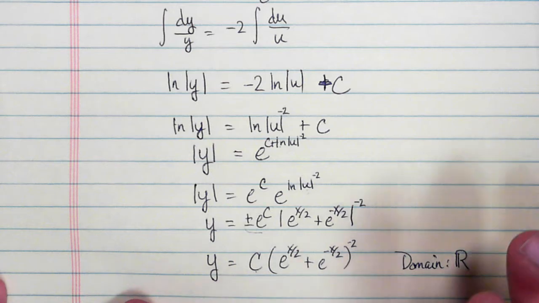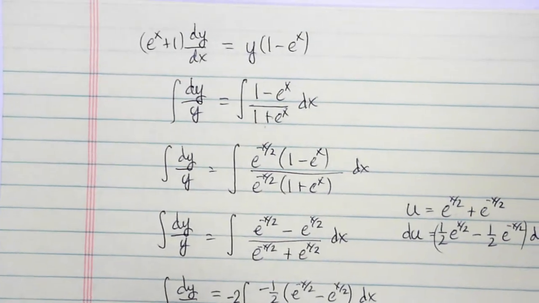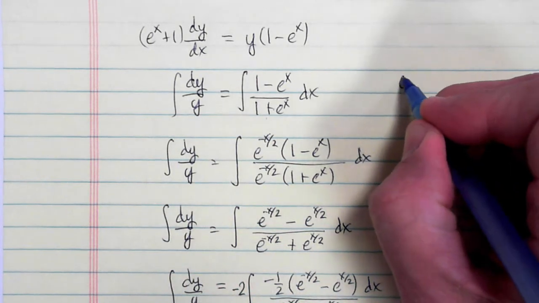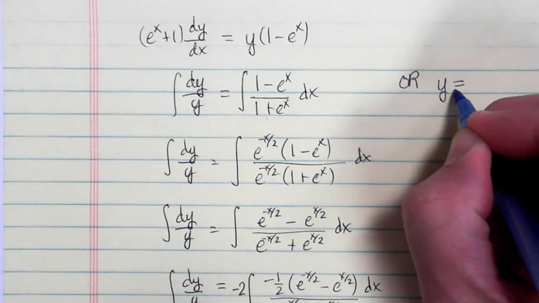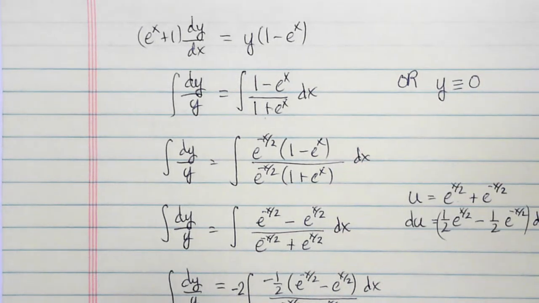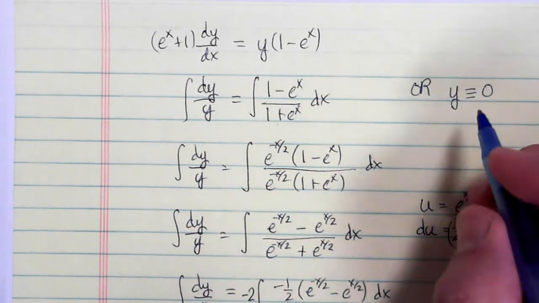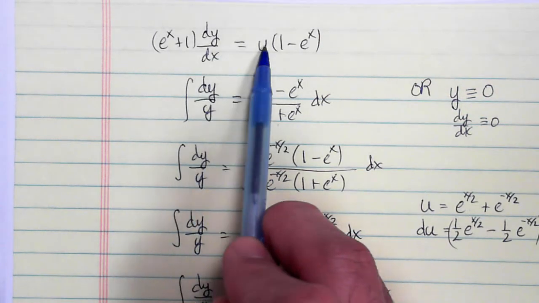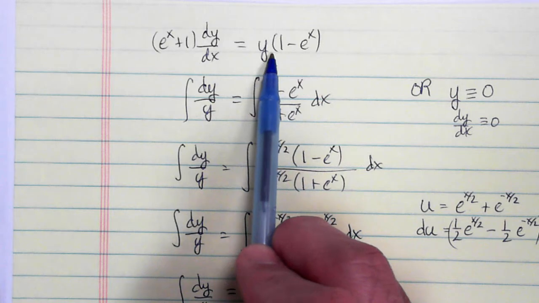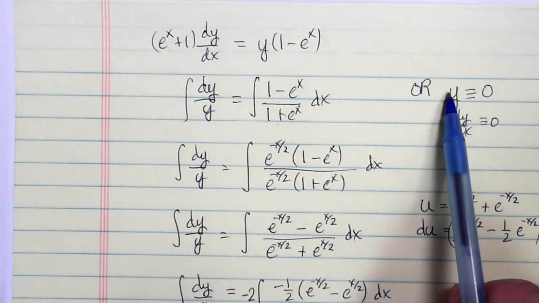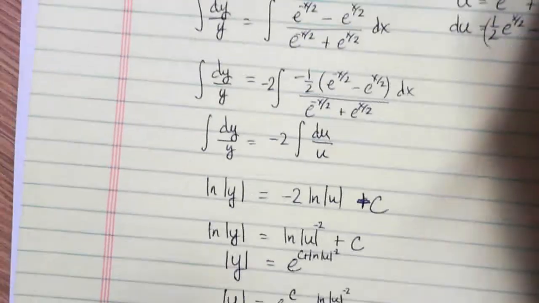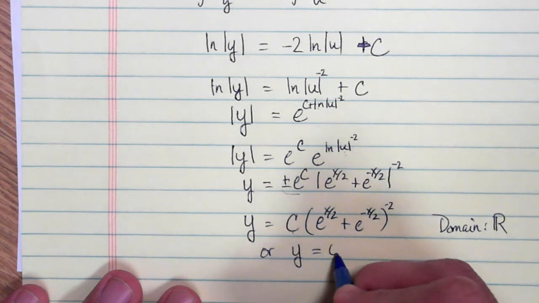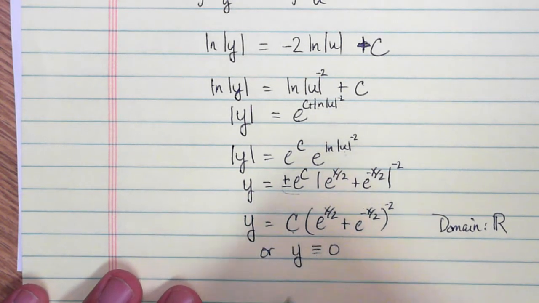However, I have one slight catch, which was the very first step. All the way up here, I divided by y. So I need to put over here, or y is identically equal to 0. After all, if y is equal to 0, that means that dy/dx is going to be identically equal to 0. And clearly, if both of these are 0, then I would get 0 on the left and 0 on the right. So this is also a solution. Sometimes I have to write that separately, other times I don't. So technically, I should write or y is identically equal to 0.